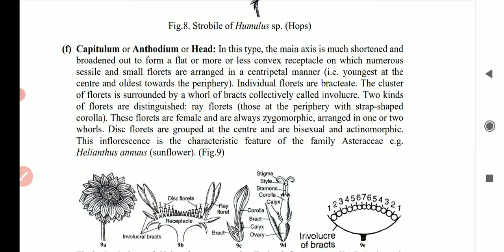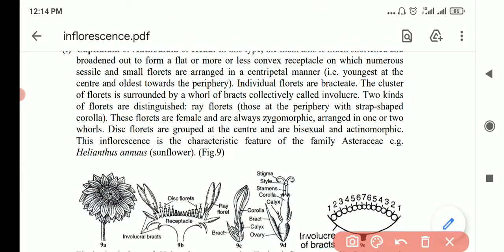Now this one, capitulum or anthodium or head inflorescence. If you say head, it means the same. If you say anthodium, it means the same. If you say capitulum, it means the same. Now this is what the family Asteraceae has, the family of sunflowers, the family of the daisy flowers. All those beautiful flowers that your mother grows in the garden have the capitulum inflorescence, or you can say they have a head inflorescence, or the anthodium inflorescence. So remember the structure of a sunflower is like this.